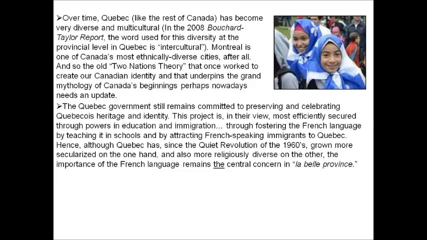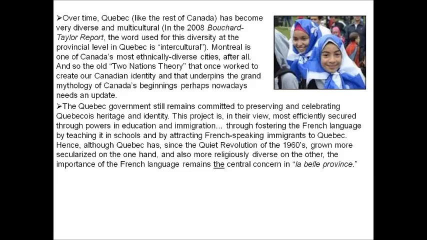There's two young Quebecers there wearing hijabs made out of the Quebec flag. The Quebec government still remains committed to preserving and celebrating Quebecois heritage and identity. However, this project is, in their view, most efficiently secured through powers in education and immigration, like through fostering the French language by teaching it in schools and by attracting French-speaking immigrants in Quebec.